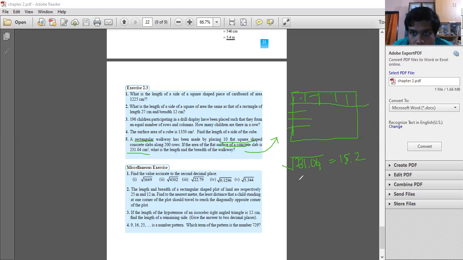Then that will give you, yeah, that is what they're saying. 10 flat square shaped concrete slabs, around 200 rows are here. So 200 rows are there.